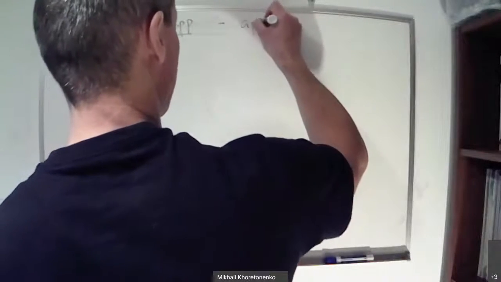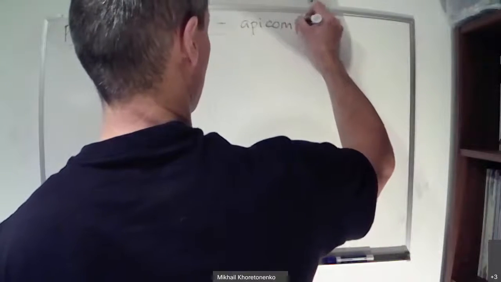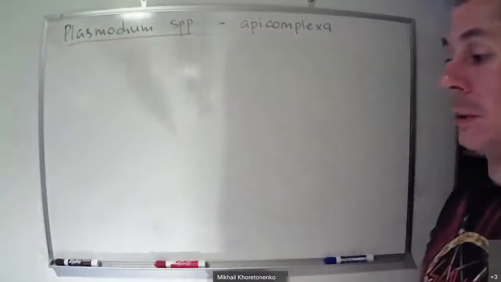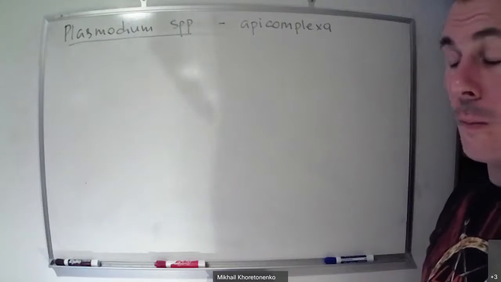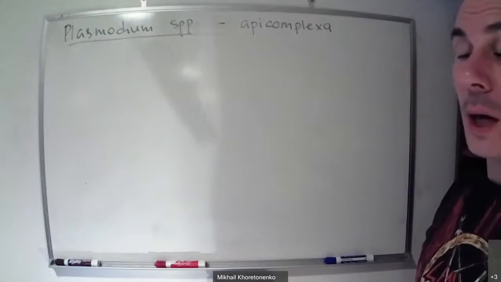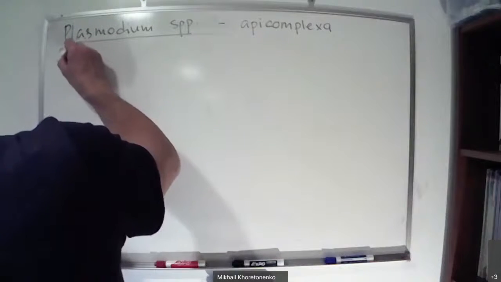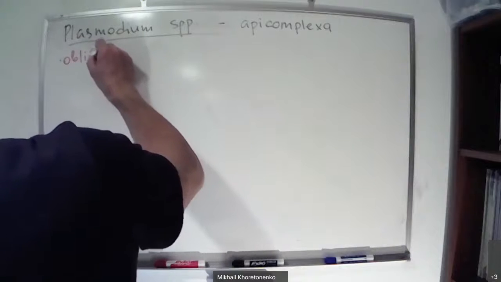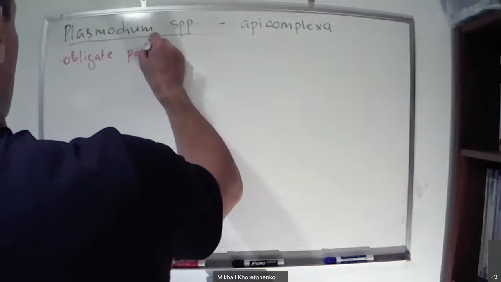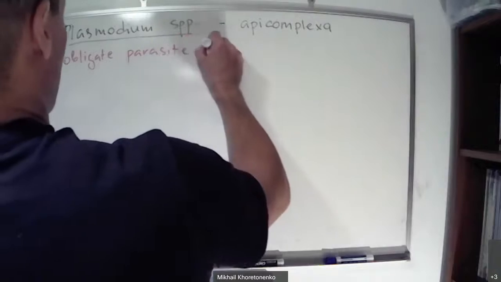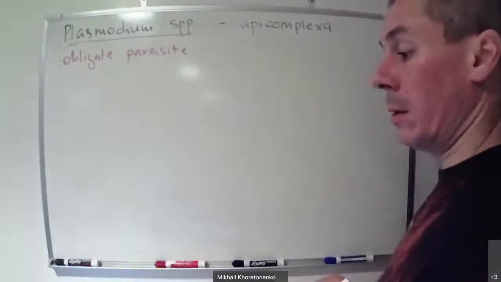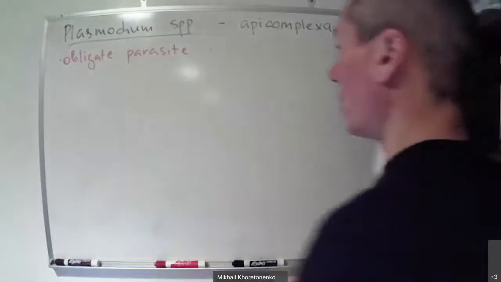Plasmodium is an Apicomplexa, which means that this microorganism cannot move, and therefore it is an obligate parasite. So let's start with the fact that it's an obligate parasite. And it is transmitted directly via a biological vector.